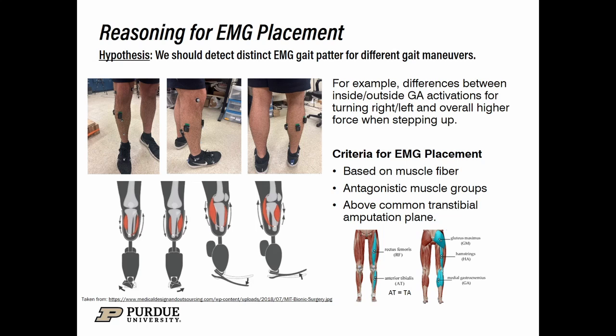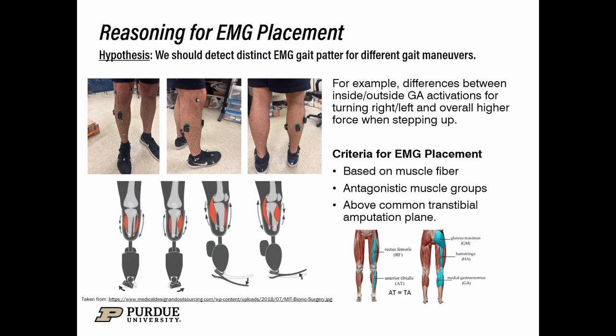If the hypothesis is that we should detect distinctive EMG gait patterns for different gait maneuvers, then we should place the EMG sensors accordingly. A classic example would be the antagonistic contraction between the GA and the TA muscle groups. As shown in the lower left image, to move our foot up and down, we must contract our GA muscle and relax our TA muscle, and vice versa.